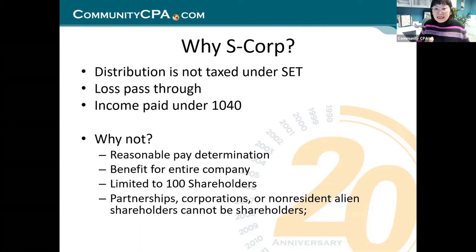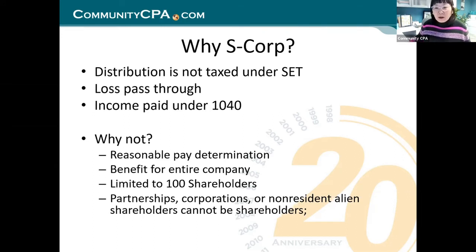And an S corporation is limited to 100 shareholders. What does that mean? That means you cannot have too many shareholders, only 100. And an S-corp also cannot take a lot of characters coming into the corporation. The shareholder cannot be a partnership, cannot be a corporation, cannot be a non-resident alien. The only people who can be shareholders are US citizens. So this is where the S-corp restriction comes in.